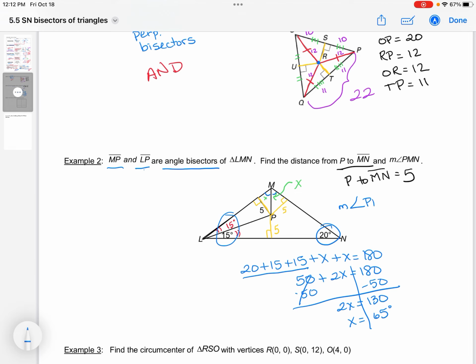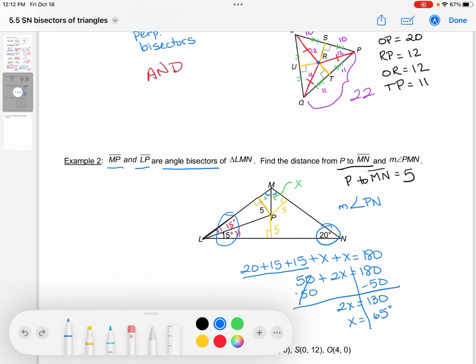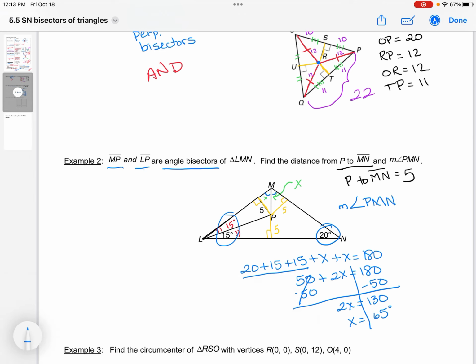So the measure of angle PMN, oops, wrote that wrong, didn't I? PMN equals 65. So each one of those parts of angle M are 65 and they add up to 130.